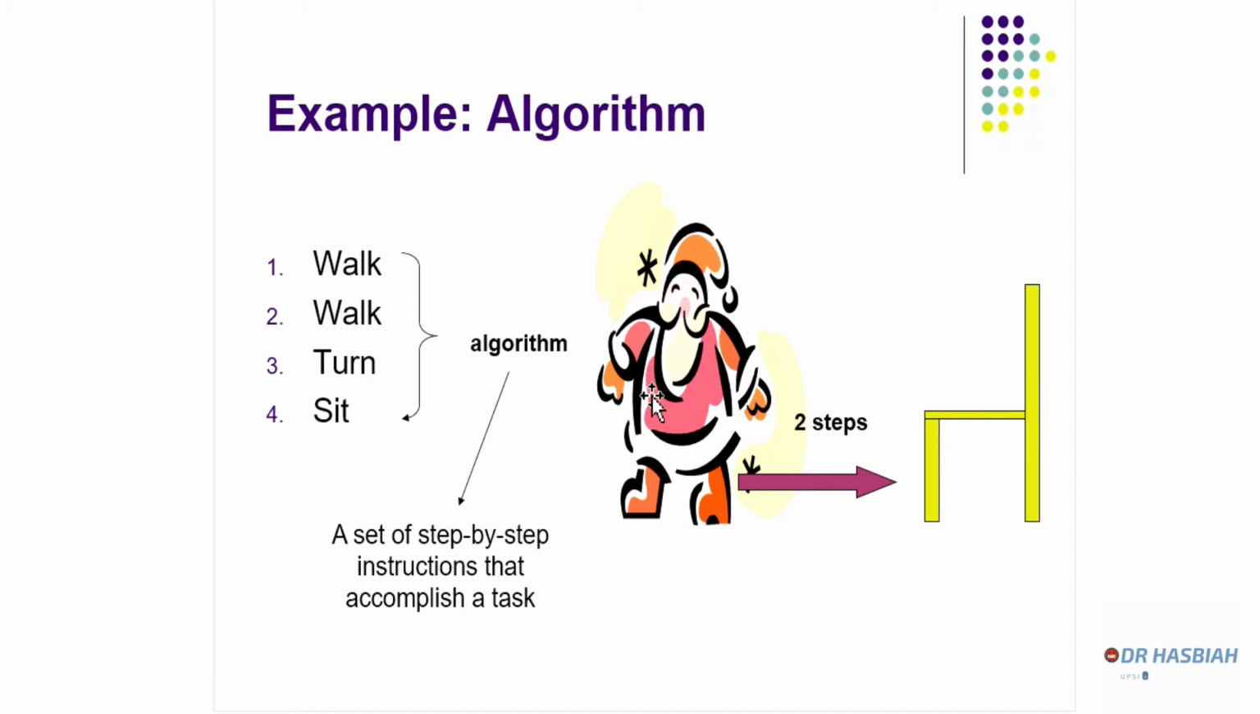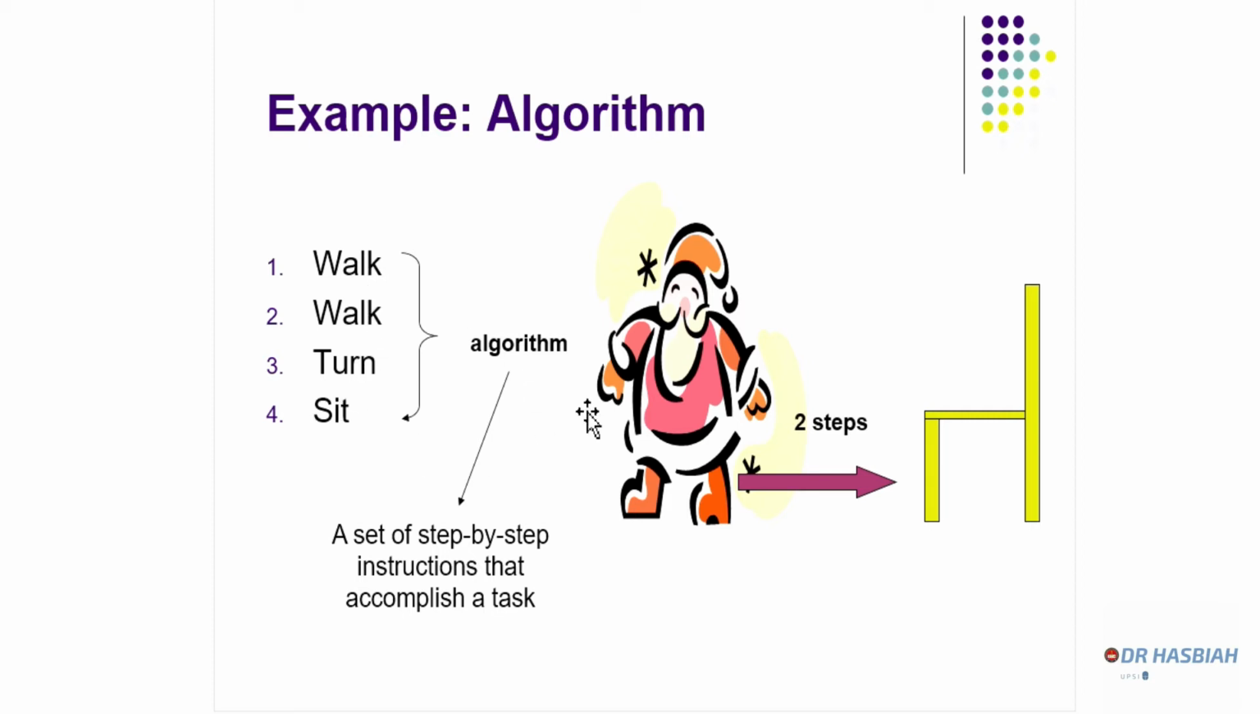We have to use walk because Didi is 2 steps away from the chair. So you give the instruction walk, walk again, and then turn, meaning turn 180 degrees. Then after that, Didi sits down. So this is the algorithm. Didi has to follow this algorithm: walk, and then turn, and then sit down.